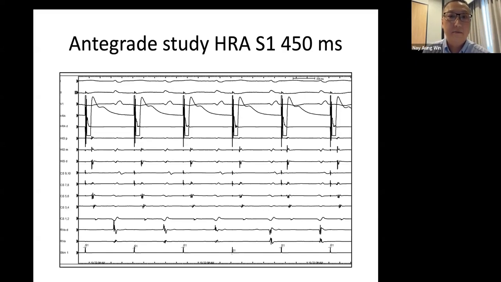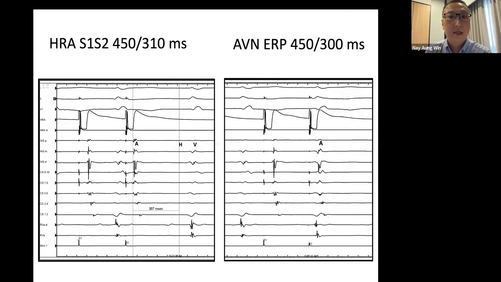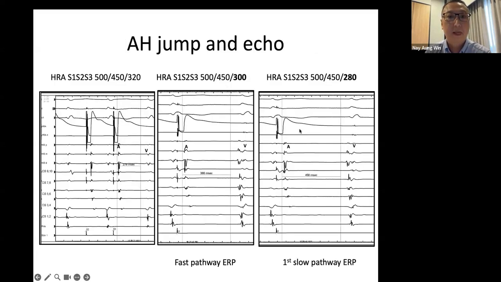And the integrate steady HRA straight pacing at 450 milliseconds shows a progressive lengthening of the AH interval. And one extra from HRA shows a documented response with a smooth propagation of the AH interval without significant jump. And the AV ERP was 450-300 milliseconds.